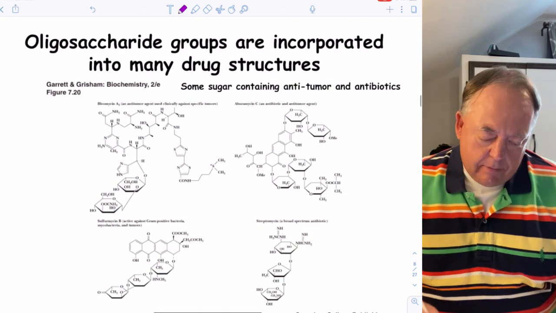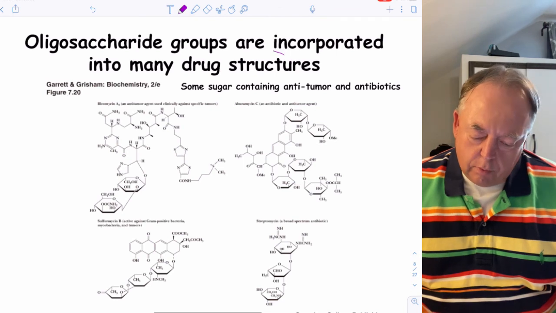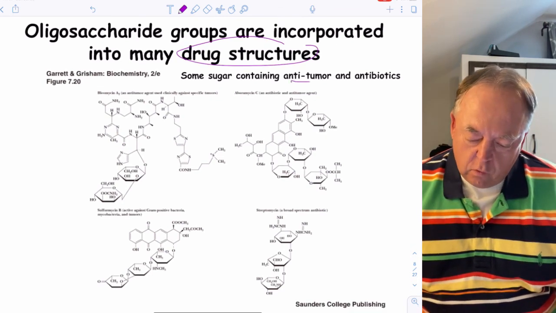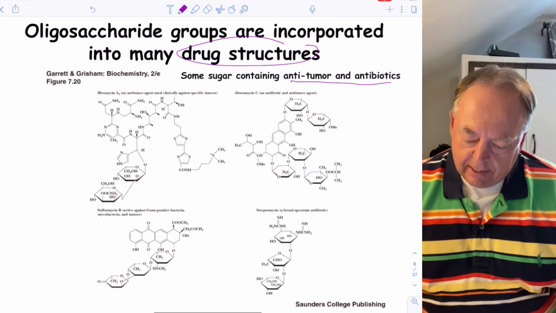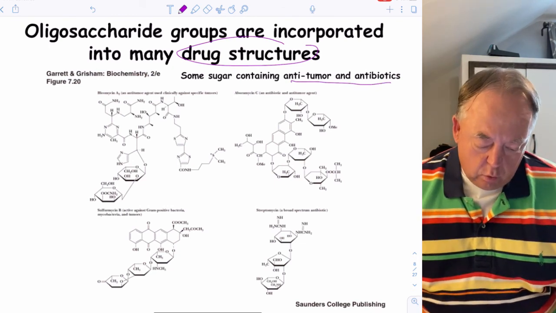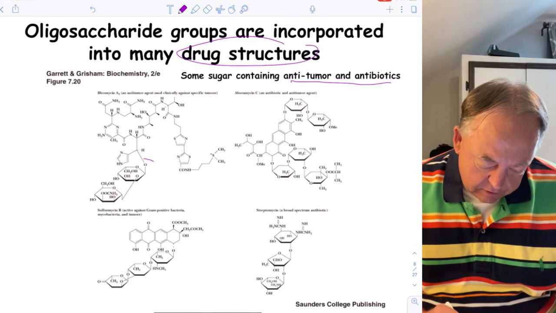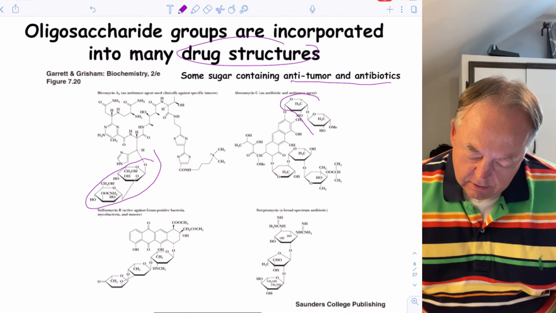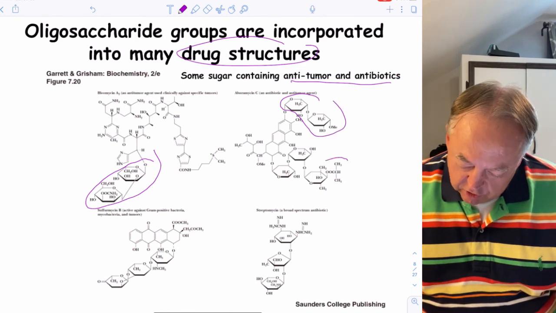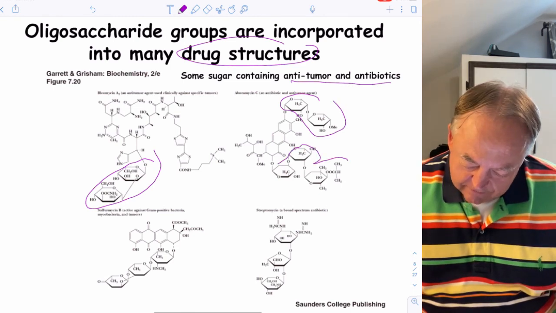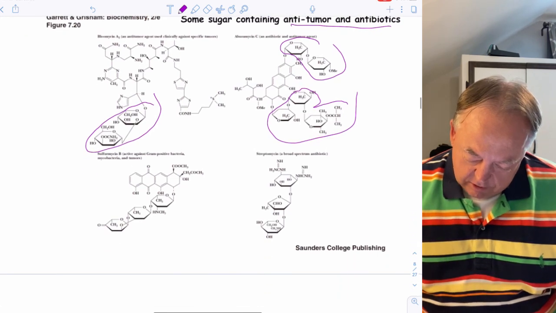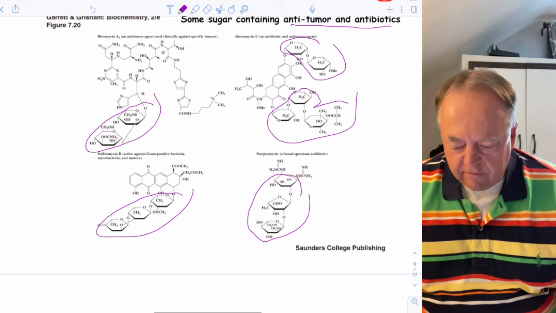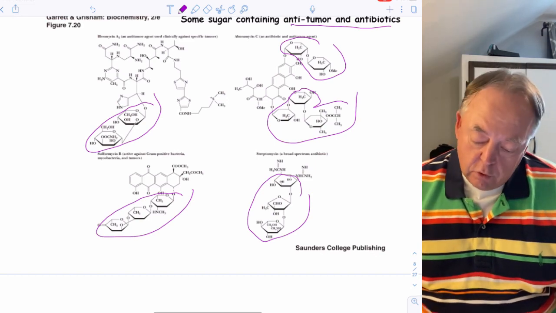So a lot of these, as I mentioned, a lot of the oligosaccharides are incorporated into pharmaceutical agents. So this just shows four different ones that have anti-tumor and antibiotic properties. So where are the sugars at in these molecules? So that's a disaccharide there, right? There's a disaccharide here. This is a sugar. Well, all of this is a sugar. Or in this molecule, all of this is a sugar, and all of this is a sugar. So they find important uses from pharmaceutical industry as well.